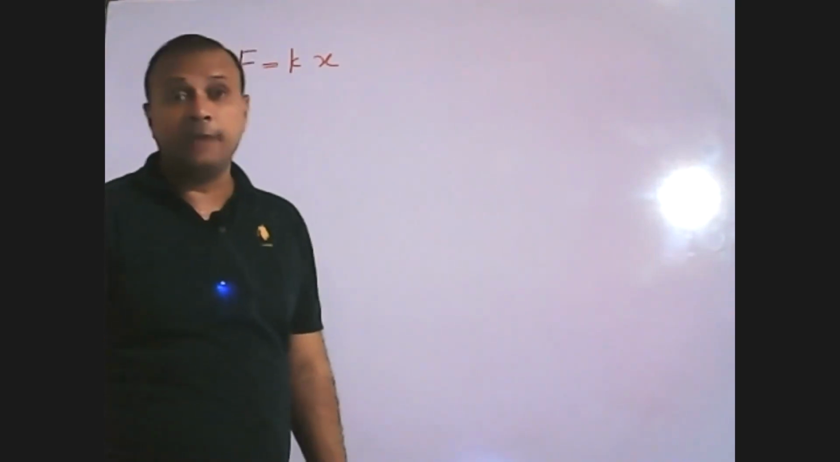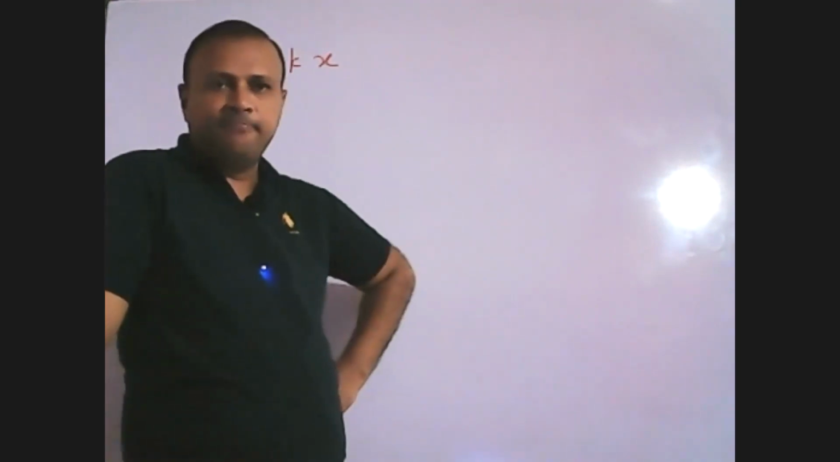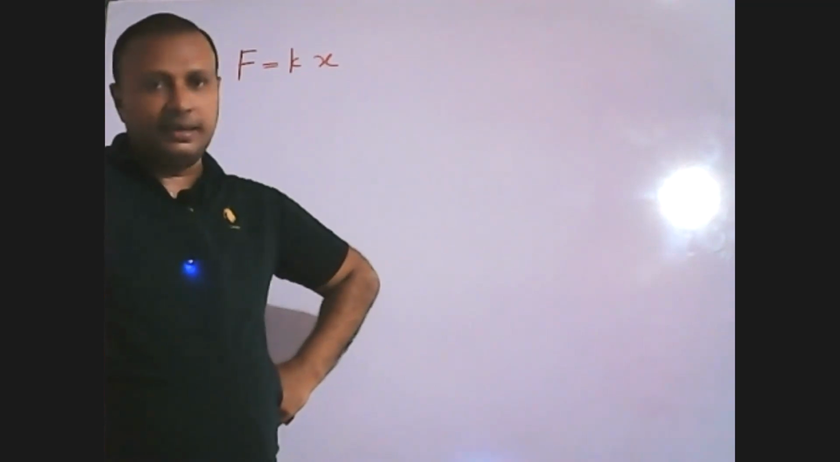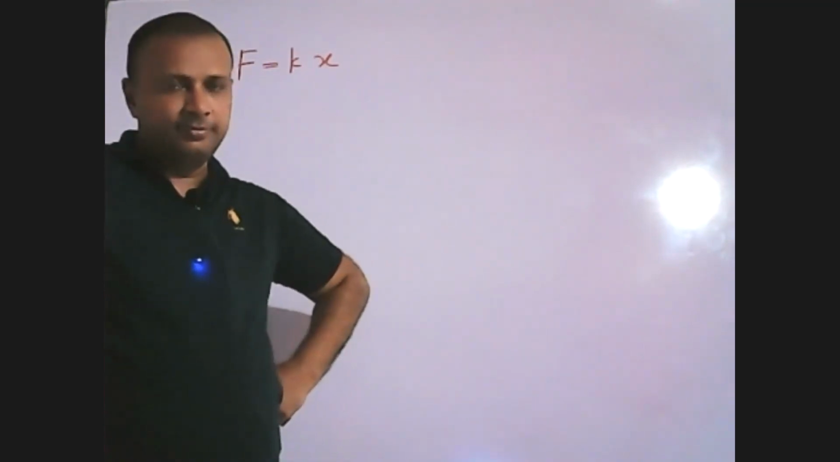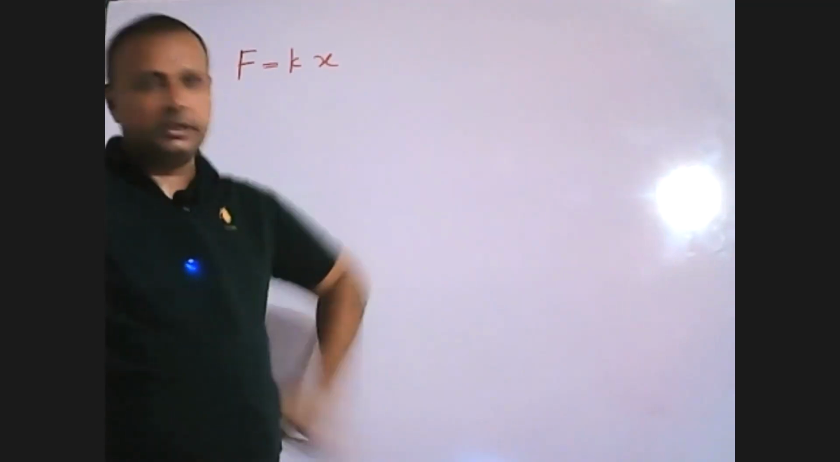How to find that one? Anyone suggest a way? How to find the dimension of k if we are given the dimensions of F and x? Yes, that is the easiest way. First, we have to subject the k. We have to subject k.